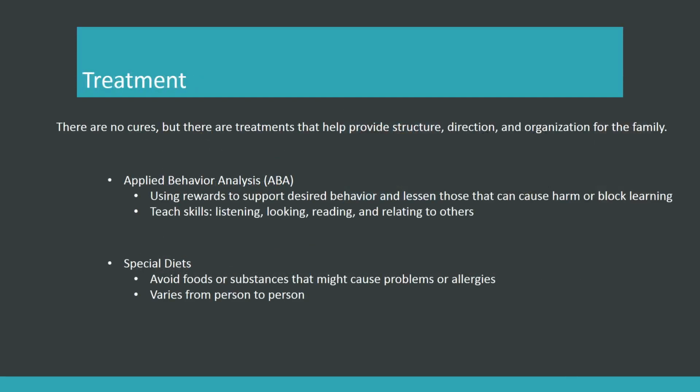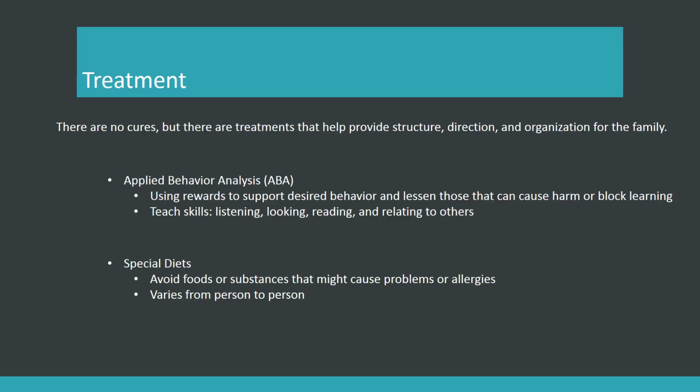What are some treatments for the autism spectrum disorder? While there are no cures, there are treatments that help provide structure, direction, and organization for the family. Two treatments include applied behavior analysis and special diets.